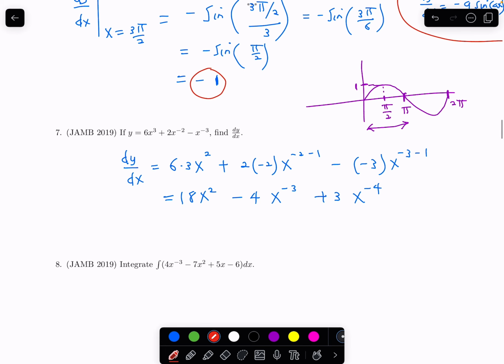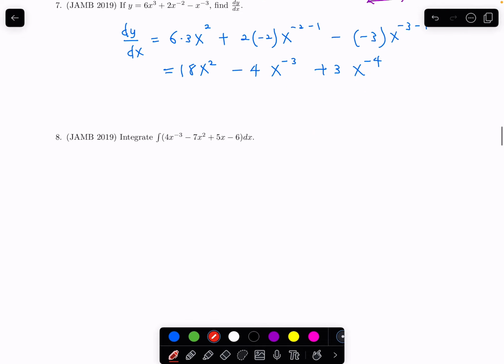Okay, and you have to be careful with the signs so you don't mix it up: plus times minus is minus, minus times minus is plus. You have to be very careful with that. Okay, let's look at this problem.